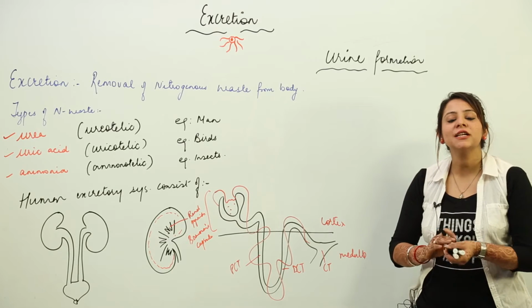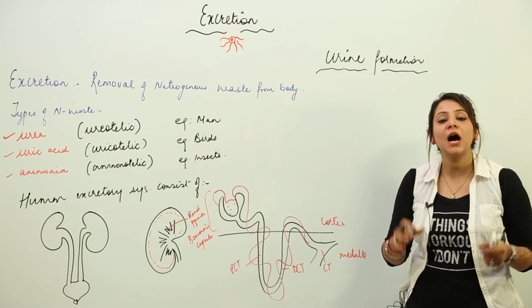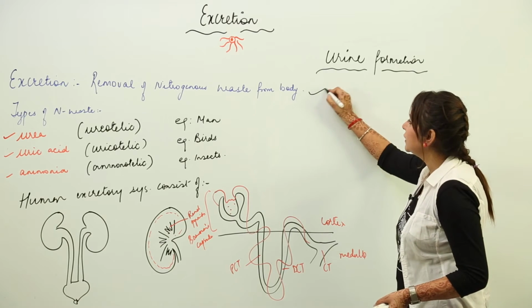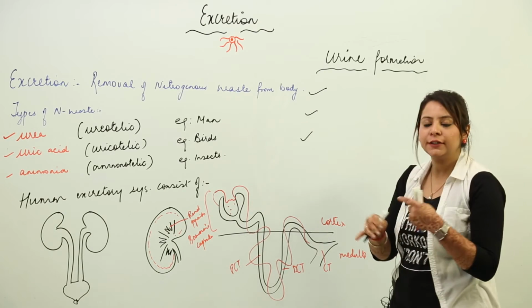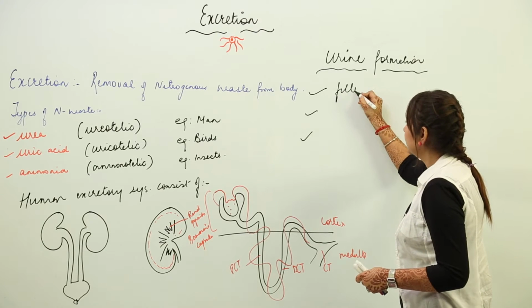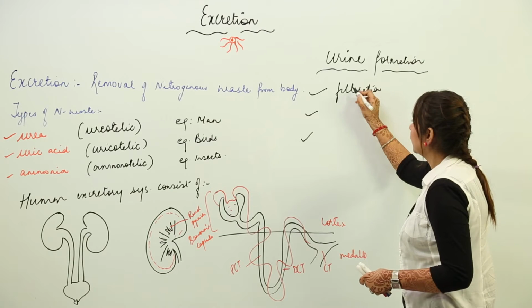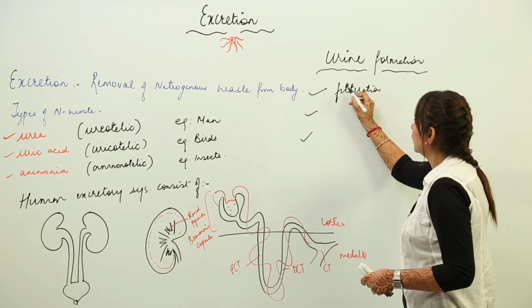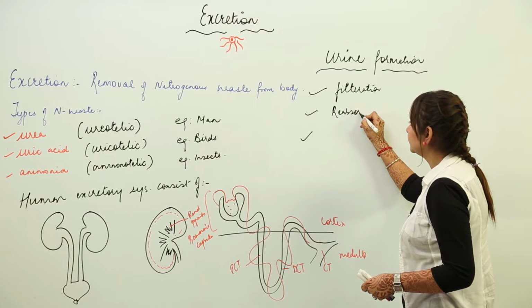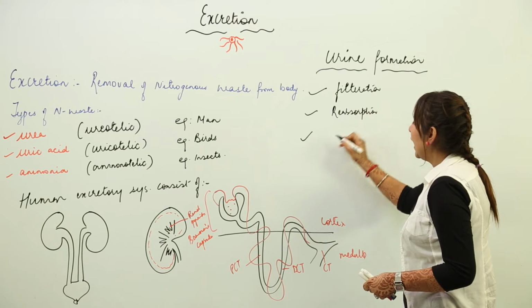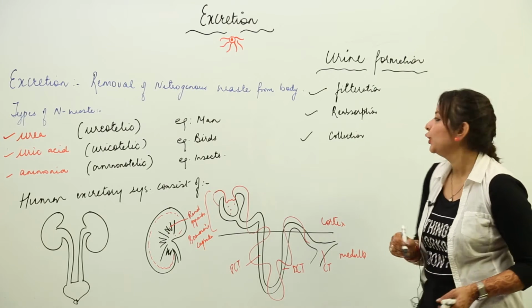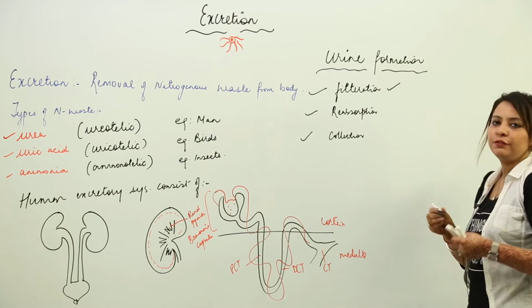Now we are going to start with urine formation, that is how urine is formed in the human body. Urine formation consists of 3 parts. The whole mechanism is divided into 3 parts: one is filtration, the other is reabsorption, and the third is collection. So first we are going to start with filtration.